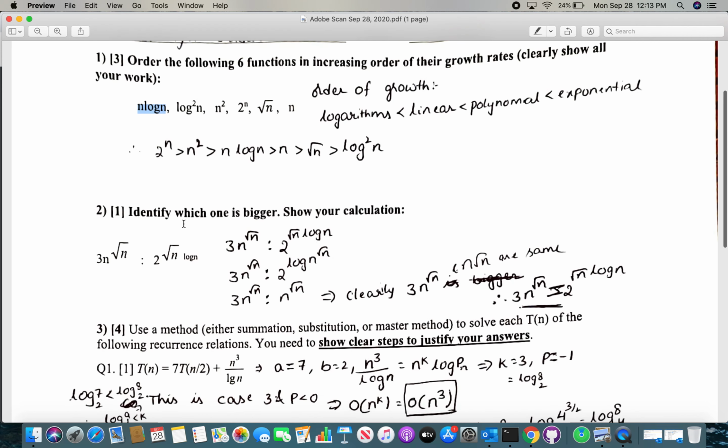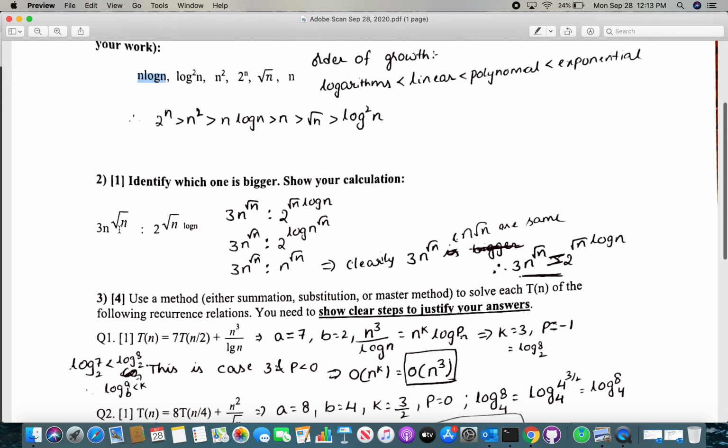And the second question is we need to identify which one is bigger. Here the question is 3n power root n and 2 power root n log n. As this is base 2, we can write this as 2 log n power root n. So the 2s are the same, so it will be n power root n. Both have the same order, so these are asymptotically equal. So we can conclude that 3n power root n and 2 power root n log n are the same.